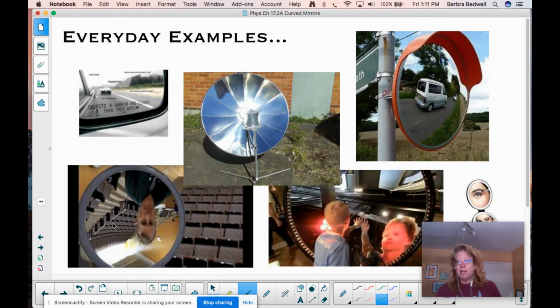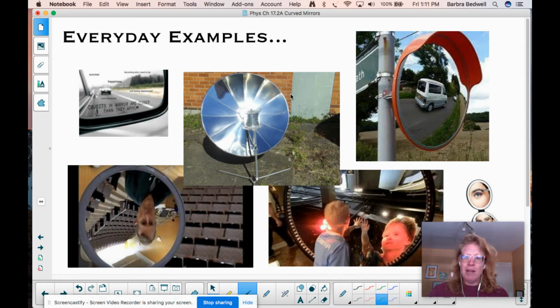So with this, I just want to remind you that concave and convex mirrors are around all over the place. There's lots of different examples other than fun houses. For example, safety mirrors, like the passenger side mirror on a car, which says objects in the mirror are closer than they appear, is actually slightly convex.